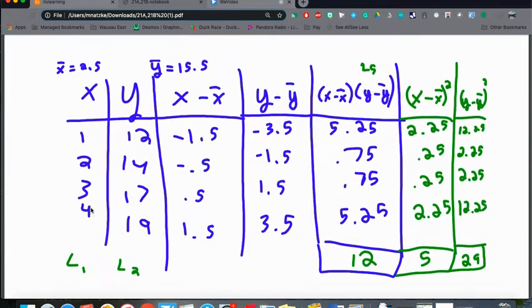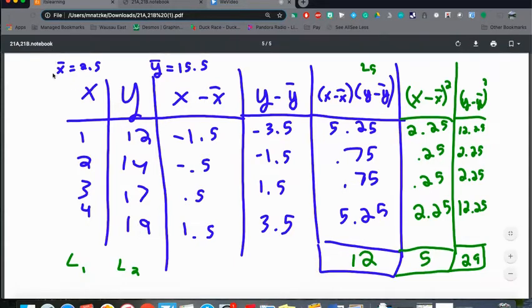Given this list and this list of values. Our x's are 1, 2, 3, 4. Our y's are 12, 14, 17, 19. The first thing you have to do if you're going to find the correlation coefficient by hand is find the average of the x's, which is 2.5, and then the average of the y's, which is 15.5.